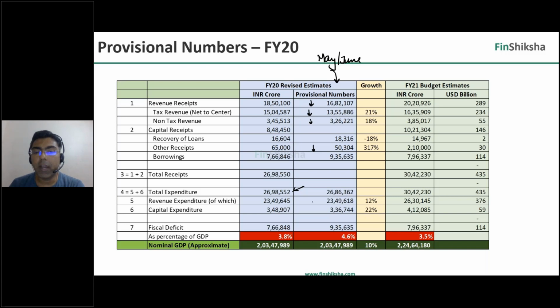So tax revenue was lower, non-tax revenue was lower, disinvestment was lower. Consequently, expenditure was equivalent, so that was the same number. So your fiscal deficit number and the borrowings number went up. Whatever is the deficit between your income and expenditure, that's basically going to be funded by borrowings. There's no other way. You have to borrow that money, and then you have to spend that money wherever you're spending it, right? So that fiscal deficit number actually ballooned to 9.3 lakh crores, and that became 4.6% of the GDP.